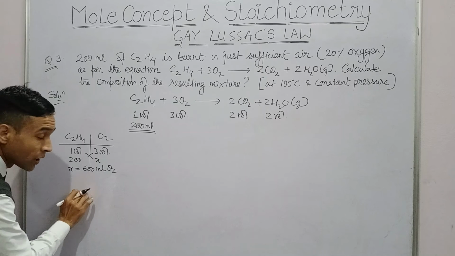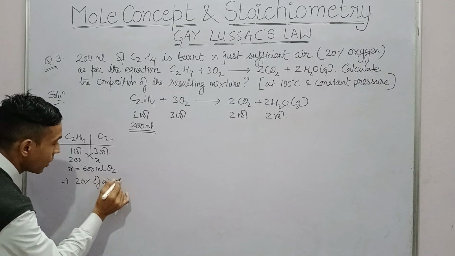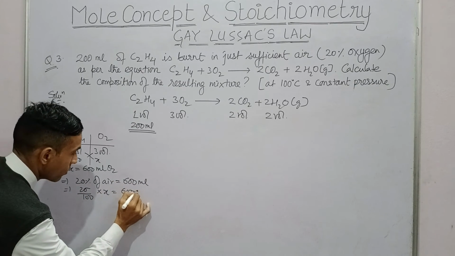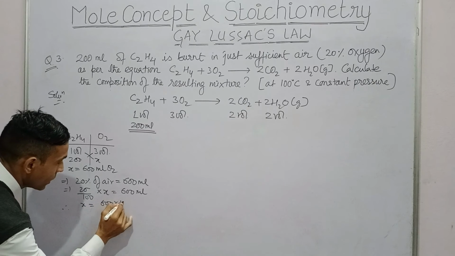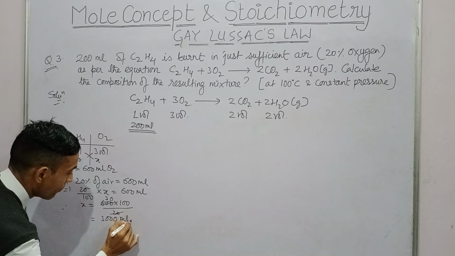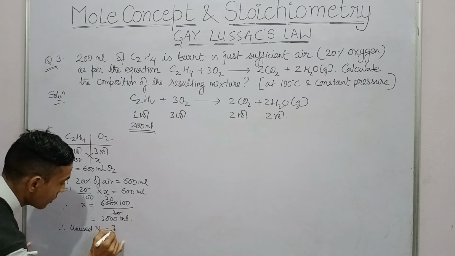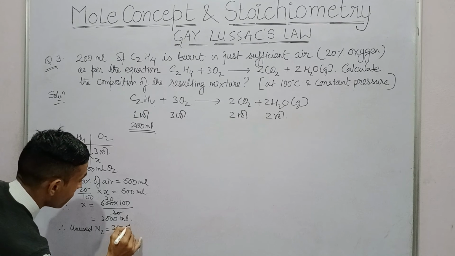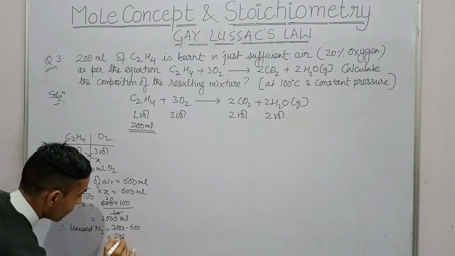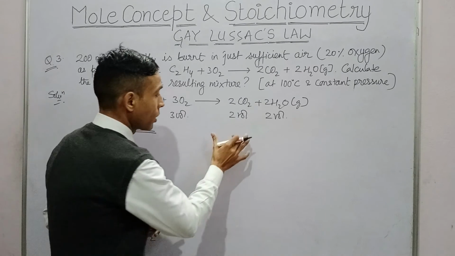Now let's find out what is unused nitrogen. So we know 20% of air is now 600 ml. Cross multiplying. So the air we have is 3000 ml. Therefore unused nitrogen is 3000 minus 600 ml, and this gives 2400 ml of nitrogen. Now let's apply this for carbon dioxide.